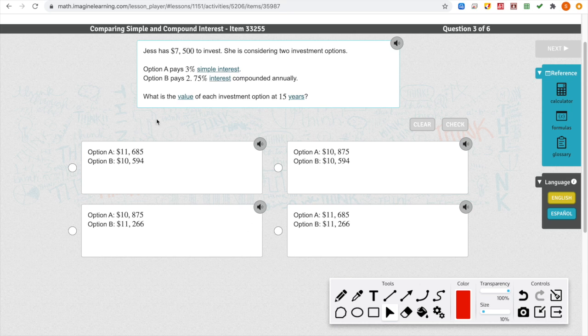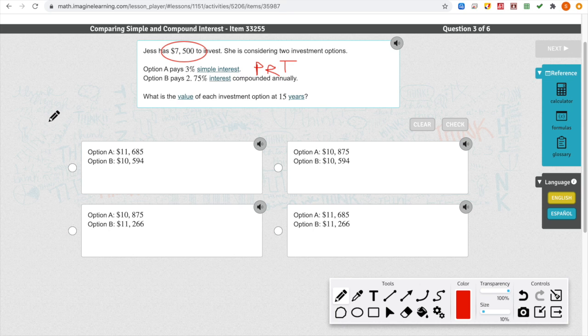All right, so we're going to be doing the same thing where we compare two of these options. Jess has $7,500 to invest, so here is our principal. Option A pays 3% simple interest, and option B pays 2.75% compound interest. What will be the value of each at the end of 15 years? So first, let's do option A. We're going to work with simple interest, which is going to be P times R times T.